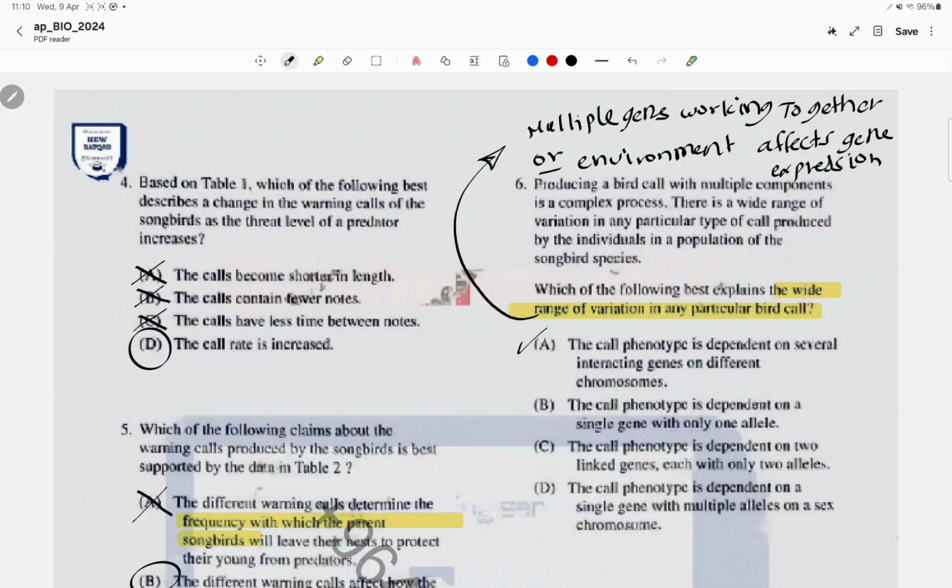So A is okay, right? Not a single gene, no. I mean, maybe a single gene with environment, but there's nothing about that. Linked gene, in fact, results in least variation possible. And yeah, so it's going to be choice A. Okay.